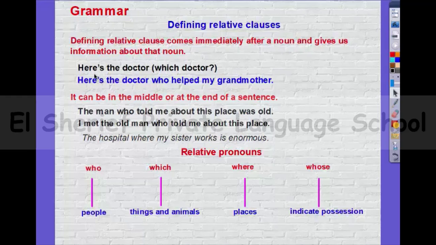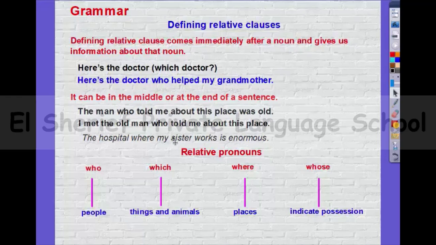Another example. Here is the doctor. So we would ask this question. Which doctor? The doctor who helped my grandmother. So here is the relative pronoun who that refers to a person, the doctor. And this part of the sentence that comes after it, we call it the relative clause. It is also called defining because it gives us more information about which doctor we are talking about. He is the doctor who helped my grandmother.